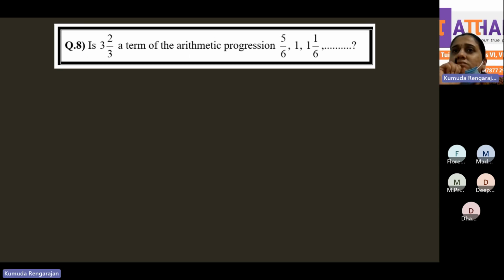And find n. If you get an acceptable value for n, so if n is 2, 3, 4, 5, 6, 7, 8, any natural number, then it is a term. If you get a fraction or a negative value, it's not a term of the AP. Because if it is a term of the AP, then it should have a position, right? And the position cannot be a fraction, or the position cannot be negative.